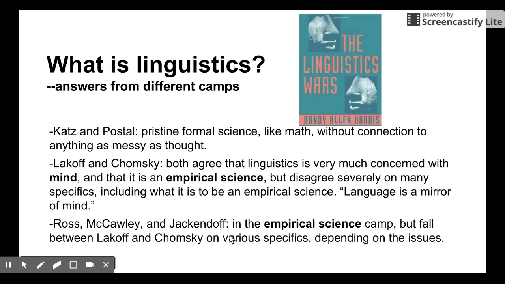If you want to know more about the arguments between different camps, you can borrow this book, The Linguistics Wars. It's a very interesting book. It talks about some history, some evolutions of the linguistics world. Okay.